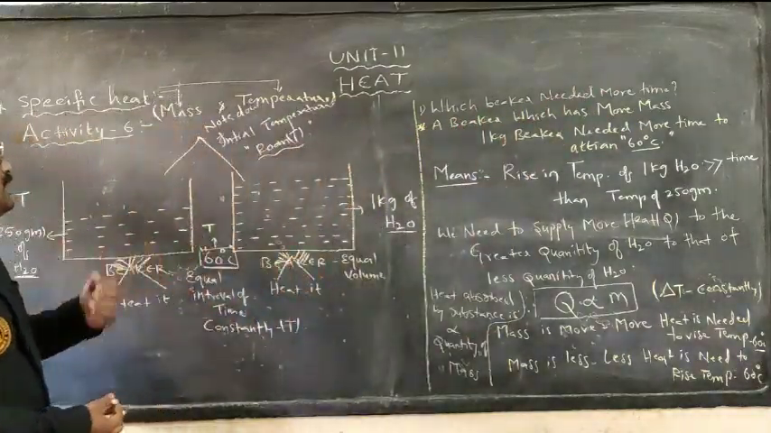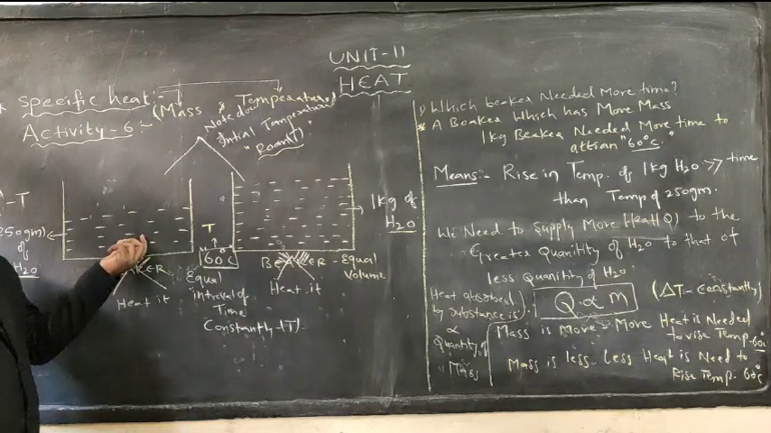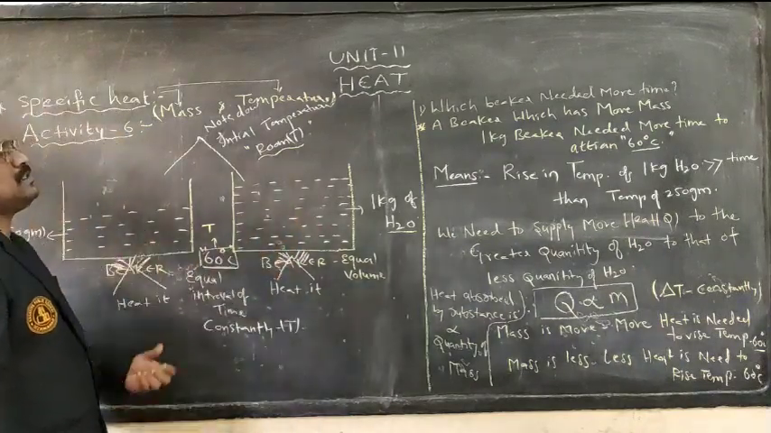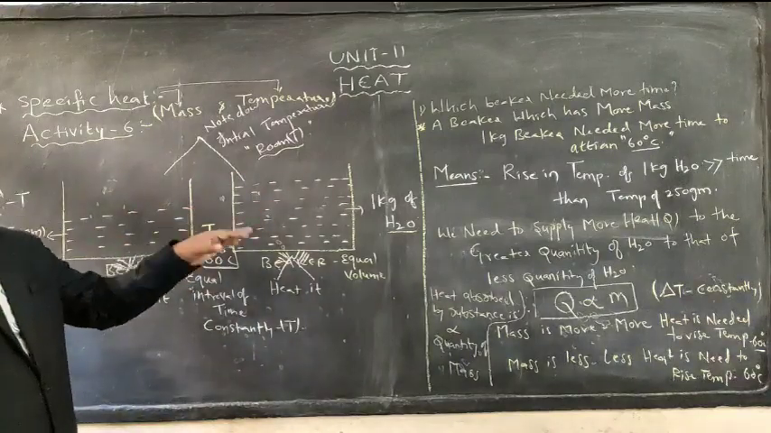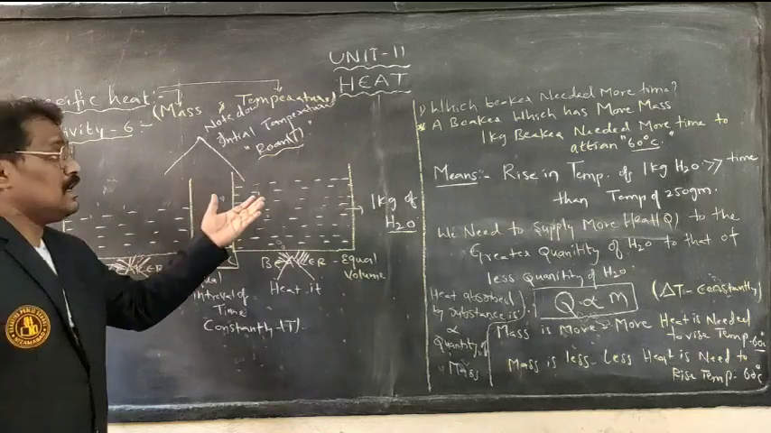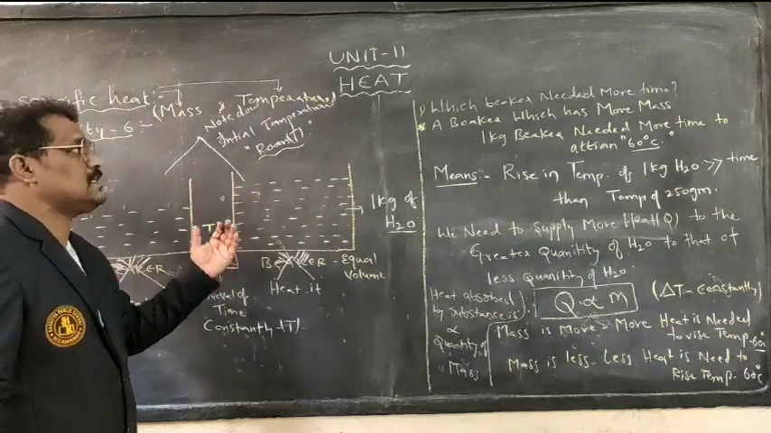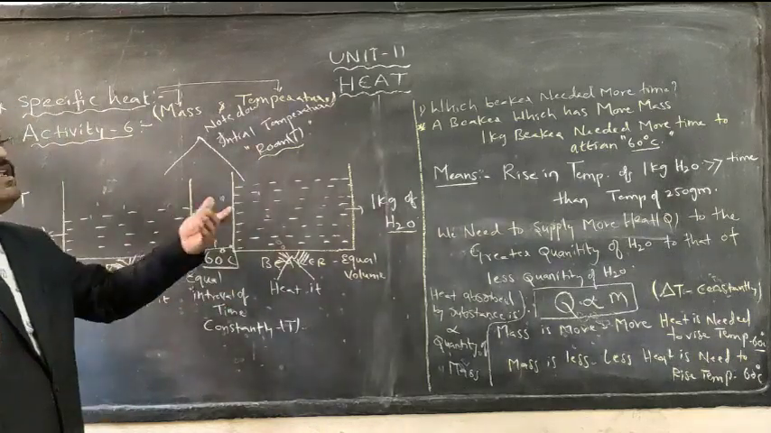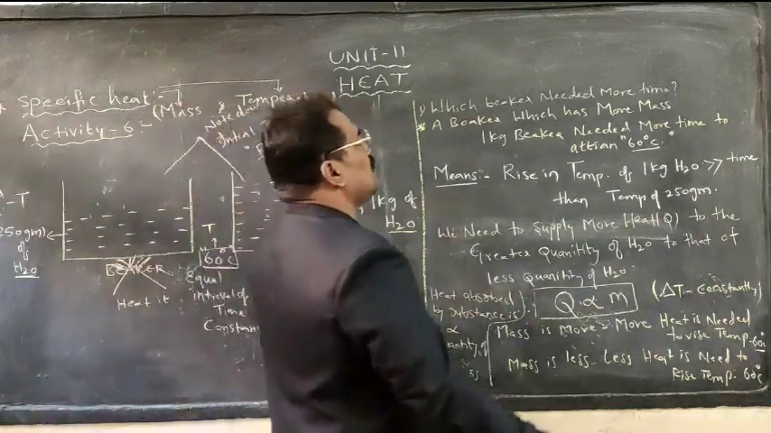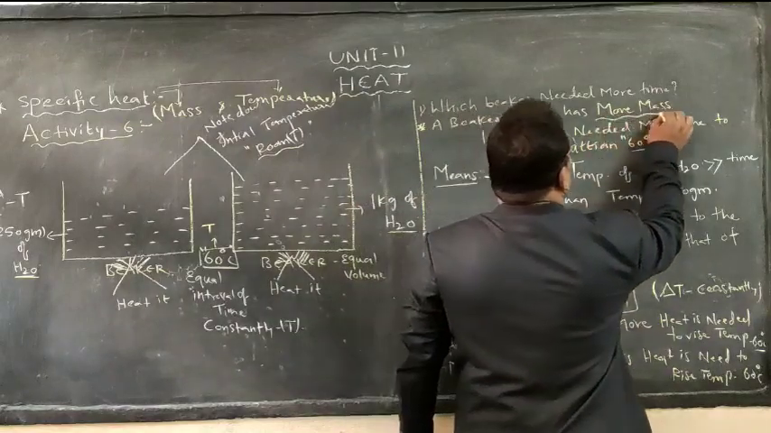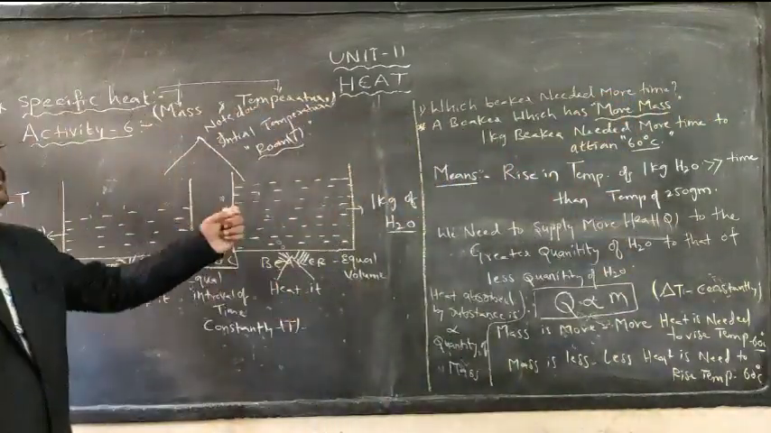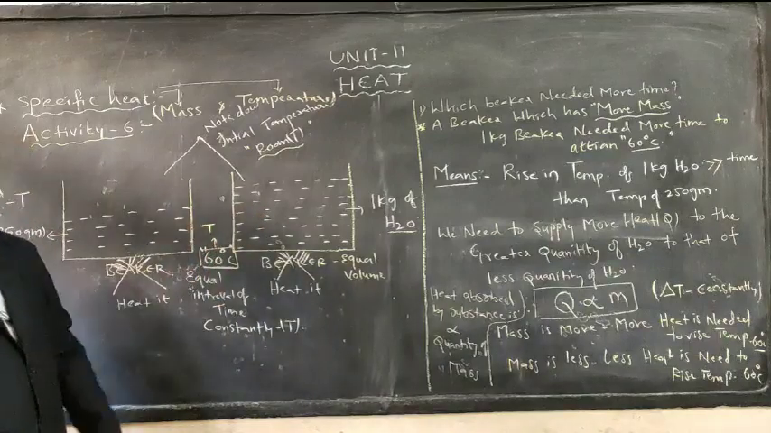You said it clearly there itself. One beaker has 250 grams of water, and the other has 1 kg of water. Among these two, which beaker will need more time to attain 60 degrees centigrade? By seeing clearly, we can say it is the beaker which has more mass. A beaker which has more mass will need a longer time interval to attain 60 degrees centigrade.